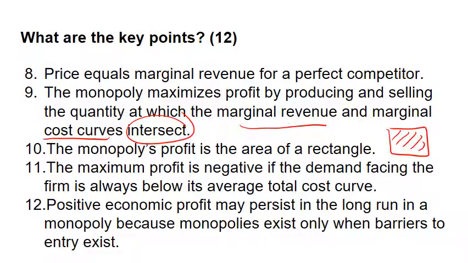The maximum profit is negative if the demand curve facing the firm is always below its average total cost curve. Positive economic profit may persist in the long run in a monopoly because monopolies exist only when barriers to entry exist.